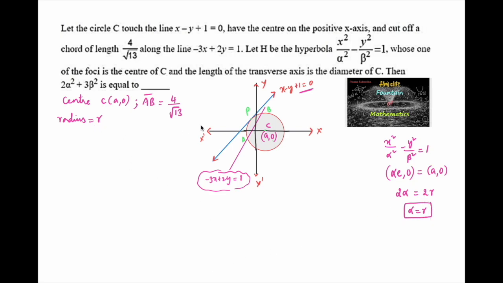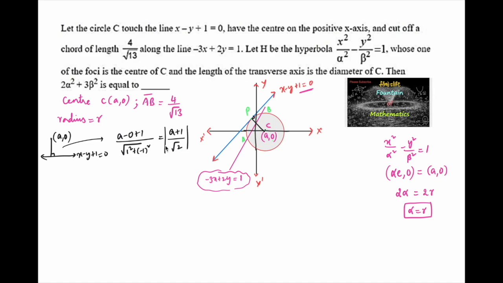Now let us find the relation between the r and the lines. So we can say the perpendicular distance from the center upon the line x minus y plus 1 is equal to 0 will be the radius. So the point here is (a, 0), and the line is x minus y plus 1 equals 0. The perpendicular distance is the radius, and that can be given by (a minus 0 plus 1) upon under root of 1 square plus (minus 1) whole square, that is (a plus 1) upon root 2.